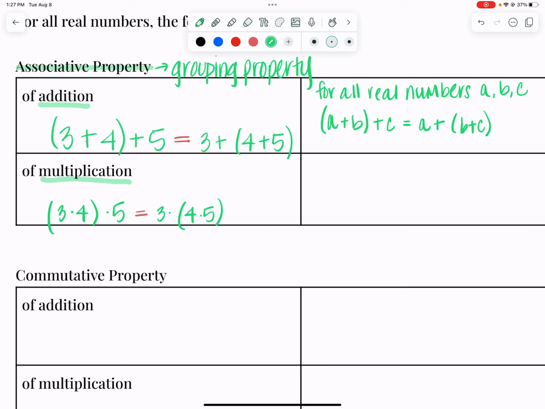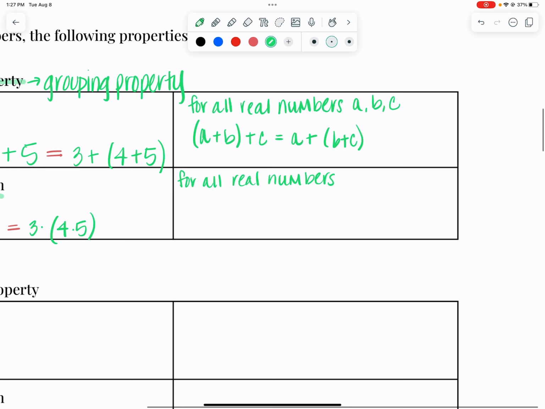If I were going to use A, B, and C again, I can say A times B times C is equal to A times B times C. And I guess I can put my little dots in there so I'm consistent.